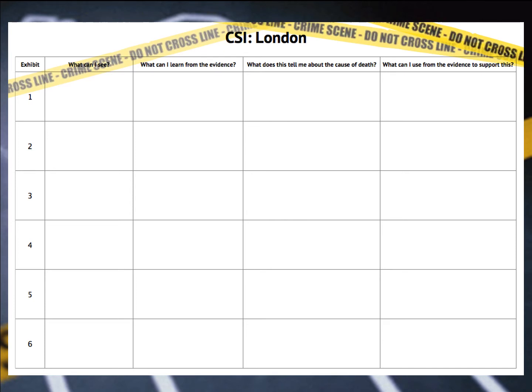So what can you see in each one? What can you learn from each one? What does it make you think about the cause of death in each one? And what evidence do you have to support it? It doesn't have to be too detailed, it can be just 1 or 2 bullet points or just 1 sentence. Fill it in and then come back to the next slide.